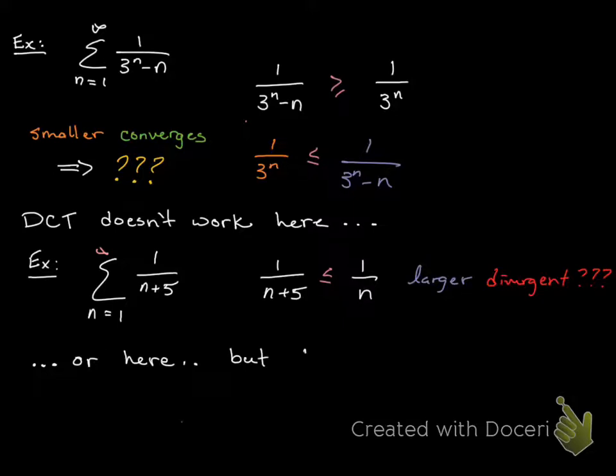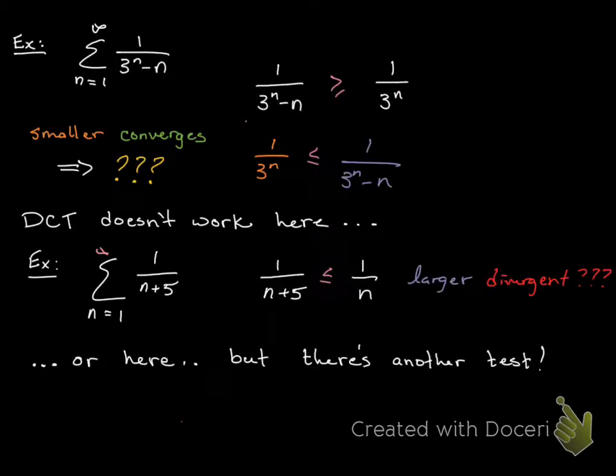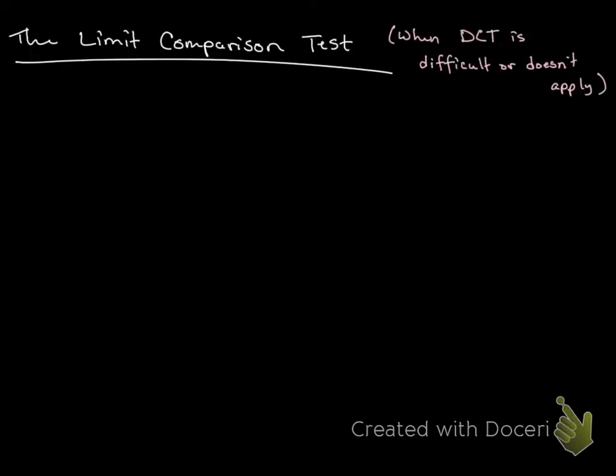But there is another test that we can do, and that's the second test for this section. There's another test that will help us in situations like this, okay? And it's called the limit comparison test. This is for when the direct comparison test is difficult or just doesn't apply. Like in the previous situation here, I've got two inequalities that don't go the way that they should for the direct comparison test. And there's nothing I can do about it except apply a different test.